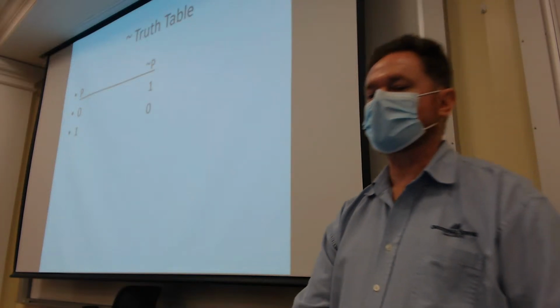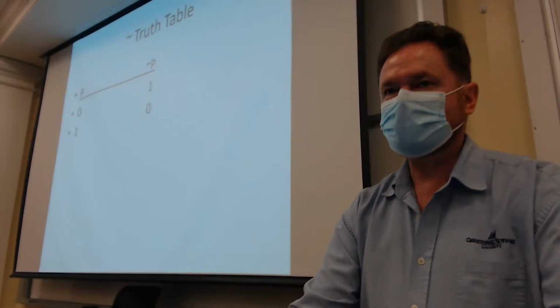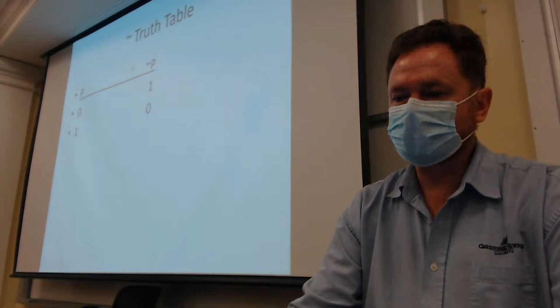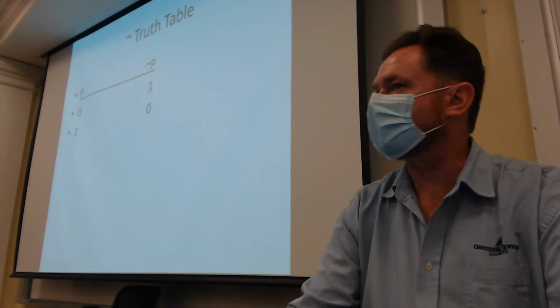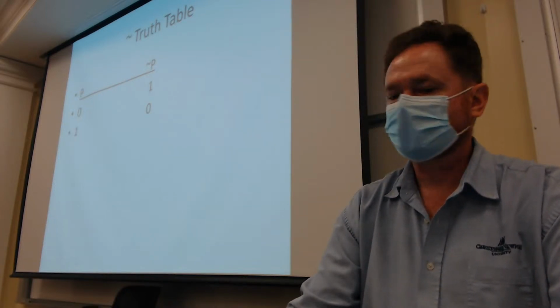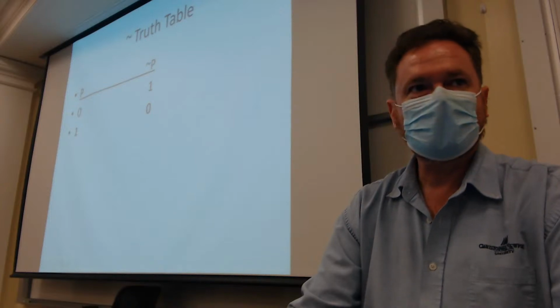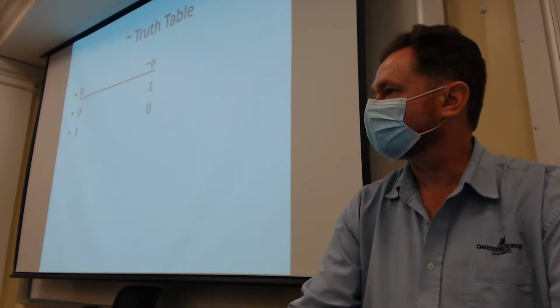And here's a super easy one. This is the negation truth table. When P is false, if you negate P, it switches the value of P to true. If P is true and you negate the true, it becomes false.